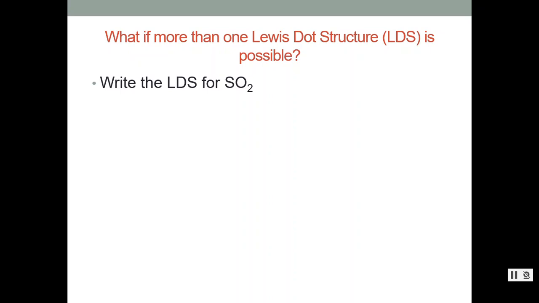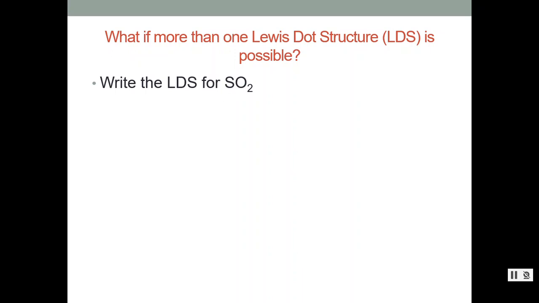In this next video, we're going to talk about what to do if you can draw more than one correctly drawn Lewis dot structure for a molecule. Is it possible to draw more than one Lewis dot structure for a molecule? Let's take a look at this sulfur dioxide molecule as an example.